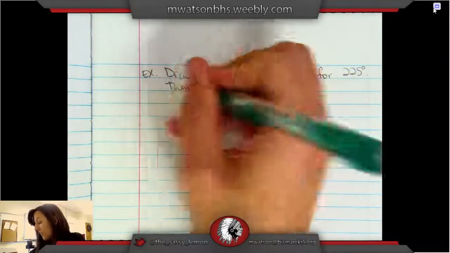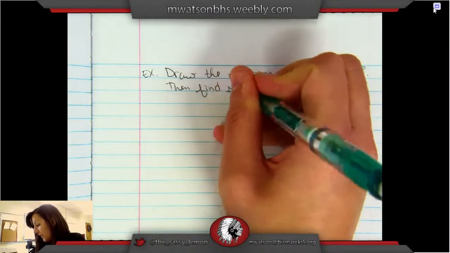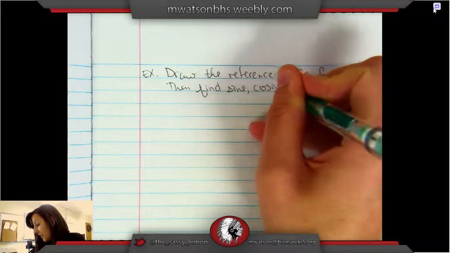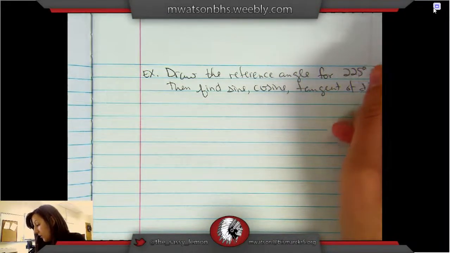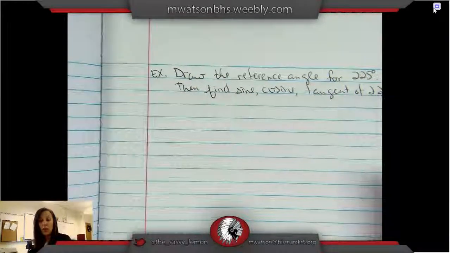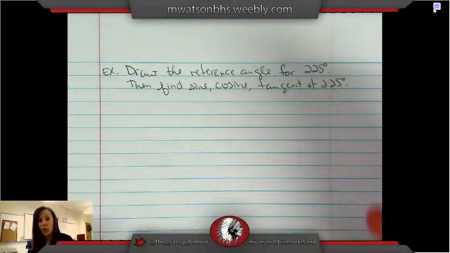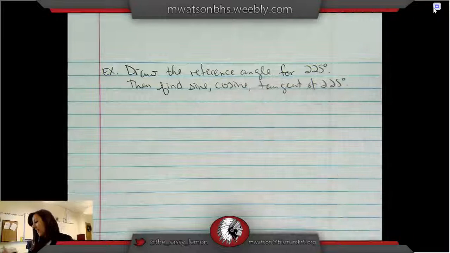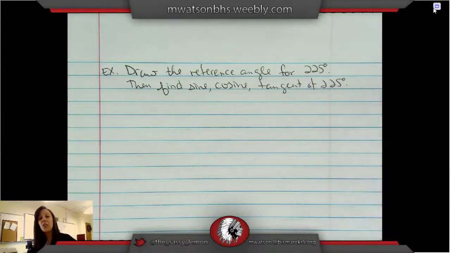Then find sine, cosine, and tangent of 225 degrees. So you're going to find these three trig ratios for the angle 225 degrees, which is greater than 90. So you have to use that process I just showed you. Once you're done with that, then we're going to move on to doing it with radians, which is a little bit trickier just because of the fact that you have fractions involved.